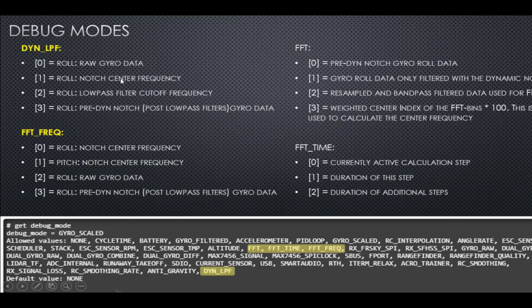So it's kind of cool to be able to see, hey, what the raw is, what are the low pass filters doing, and then you can obviously just run a spectrum on the gyro traces themselves for the fully filtered data. Another option is the FFT frequency, and then here are the settings for that. It basically rolls in pitch, so you can see roll and pitch for the center frequencies, not just roll.